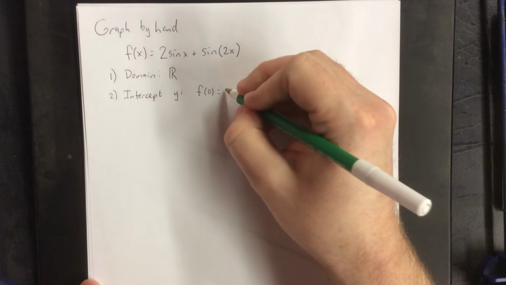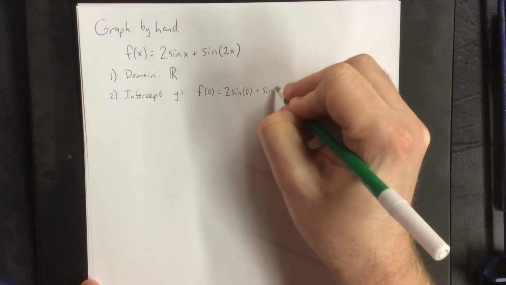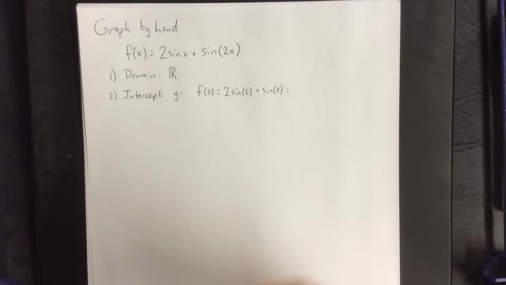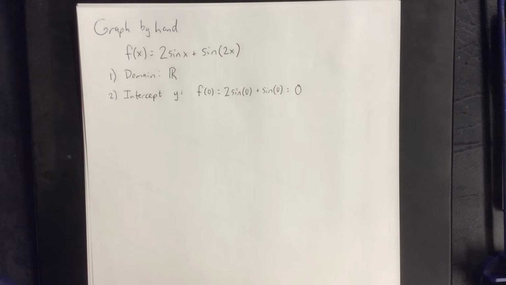So plugging in x equals 0, this will be 2 times the sine of 0, plus the sine of 2 times 0. Thankfully, I have a calculator here for 2 times 0, and it told me it was 0. Sine of 0 is also equal to 0, so I know that this thing is going to pass through the origin.